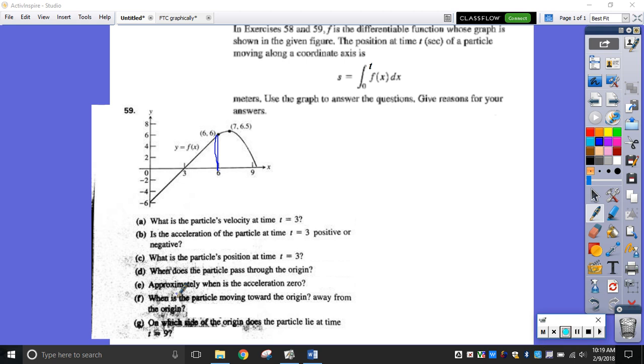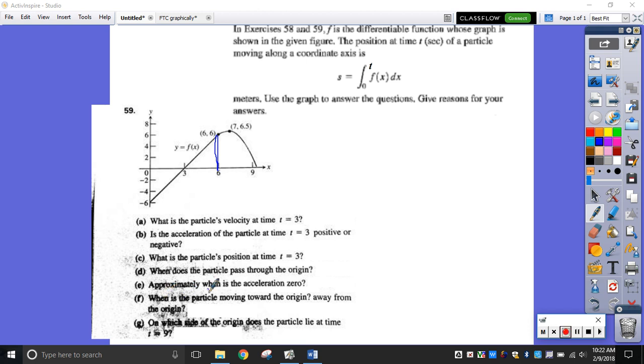So the next question asks, approximately when is the acceleration 0? And remember earlier we interpreted acceleration as the slope of this graph because this graph represents the velocity. And so when is the acceleration 0 is asking when the slope is 0. And the slope is 0 when your derivative changes from positive to negative or negative to positive, which would be here at this maximum. So we would say at approximately 7 seconds, the acceleration would be 0. And it's an approximation because it's a graph. So every graph gives you technically an approximation.